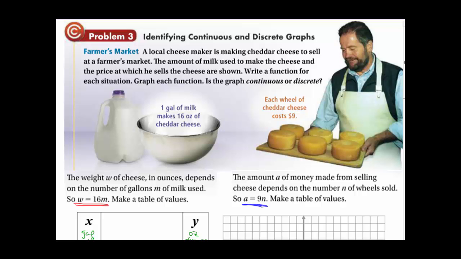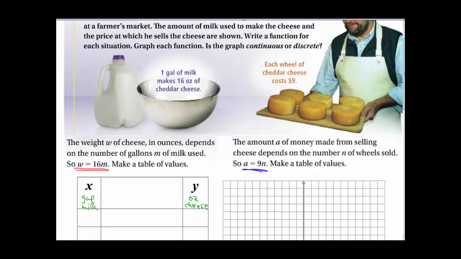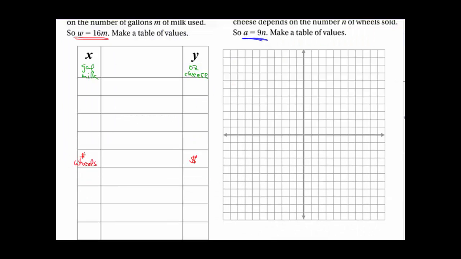So what we need to do is take these functions and graph them. For the first one, instead of X, we're going to call it gallons of milk, and then we have our ounces Y of cheese. Another way of looking at it is the gallons of milk is your M, and this is our weight, or W. What are we going to do? We're going to take 16 times the values for gallons of milk. So Y is equal to 16X, or weight is equal to 16M, which is the same thing as up there.